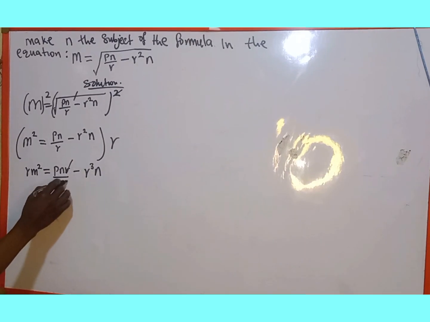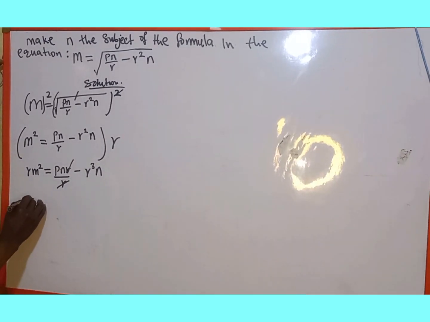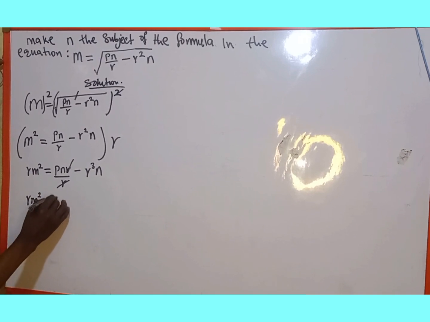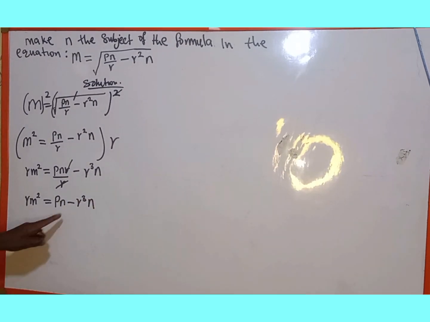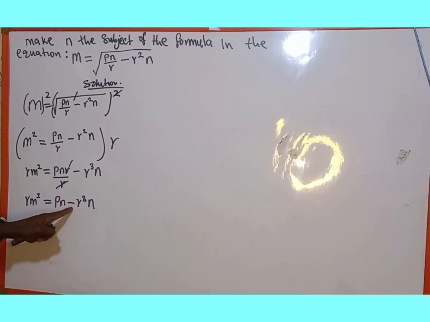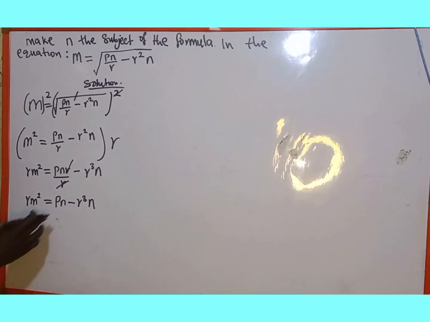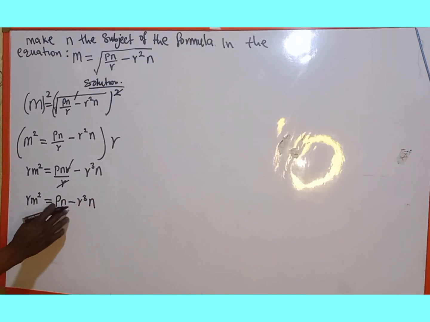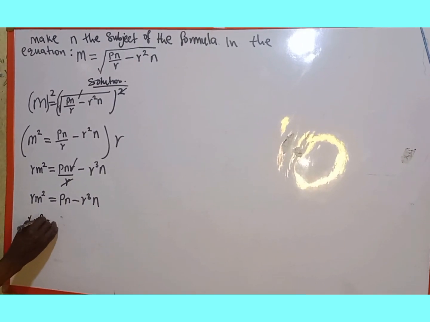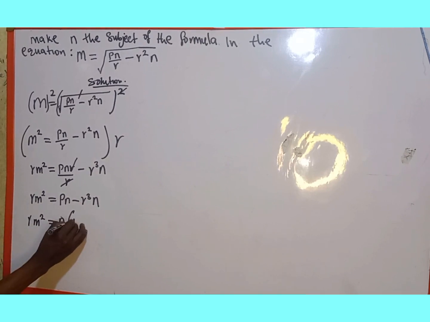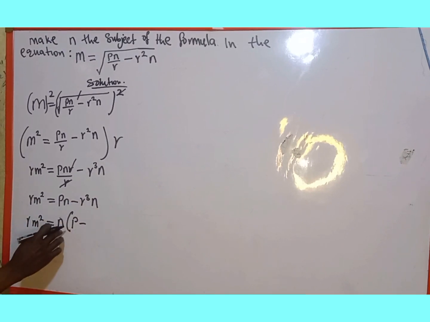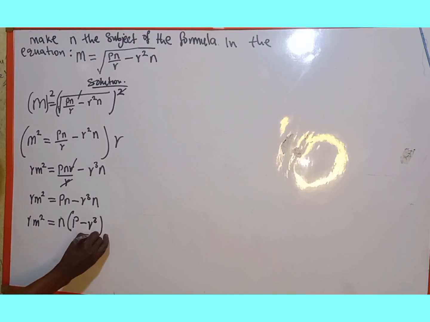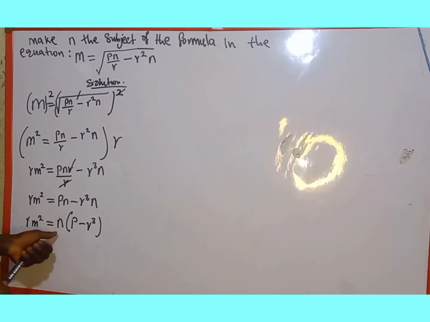So now this r here can cancel this r, so we are going to have rm squared which is equal to pn, then minus r cubed multiplied by n. So on the right hand side we have pn here then minus r cubed n, so we are going to factor out n because n is common here. So rm squared will be equal to n times, in this place pn divided by n is going to remain only p, then minus r cubed n divided by n is going to remain only r cubed. So now we have successfully factored n out.